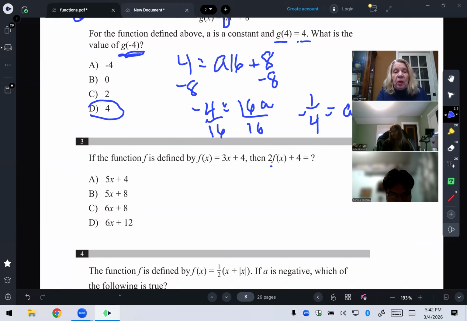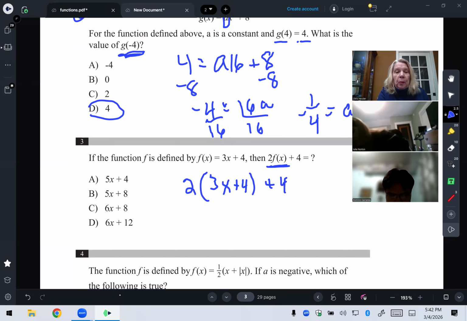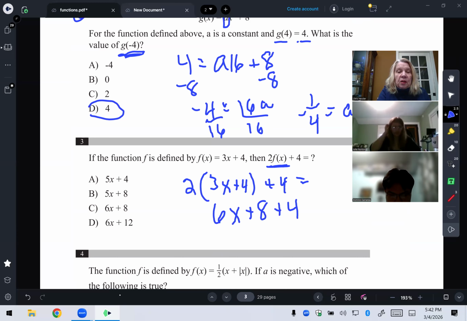Let's try this one. We want to do 2f of x. So that'll be 2 times f of x. So that's just going to be 6x plus 8 plus 4, 6x plus 12. Answer choice D.